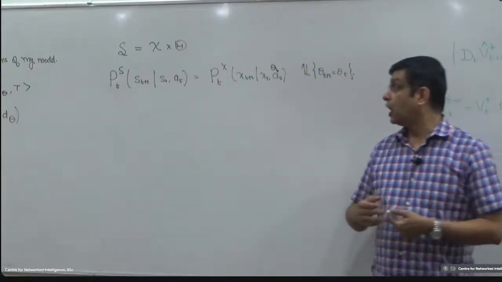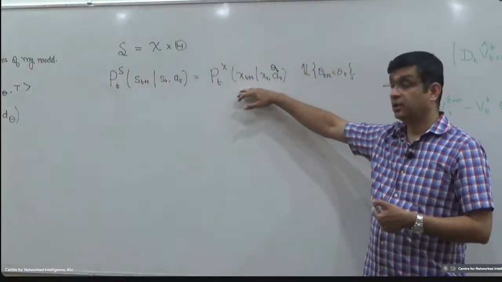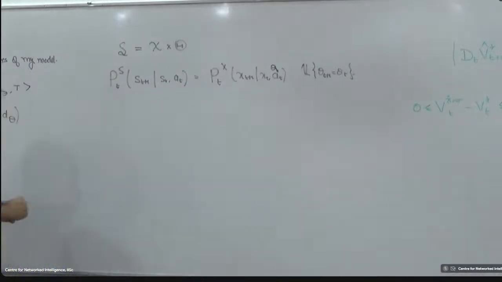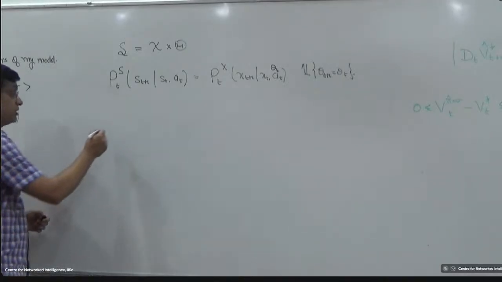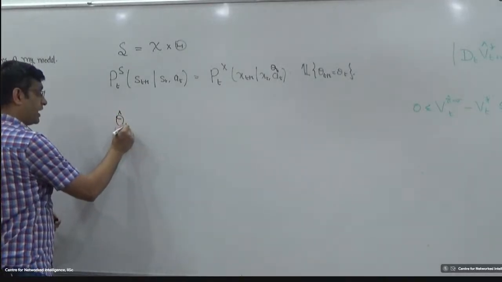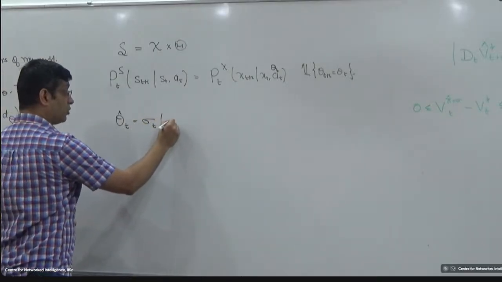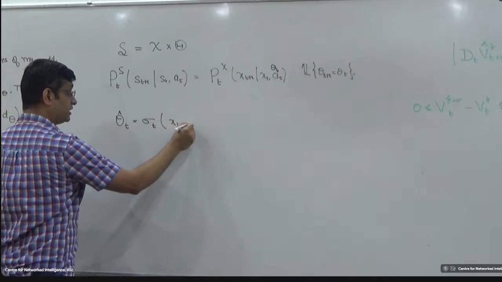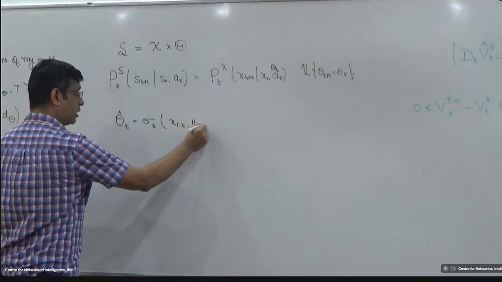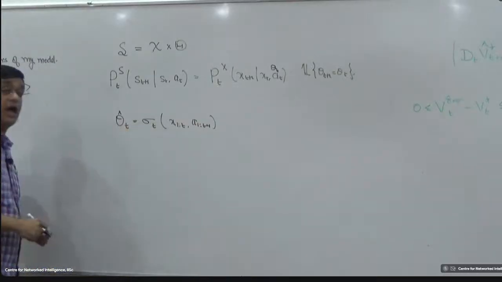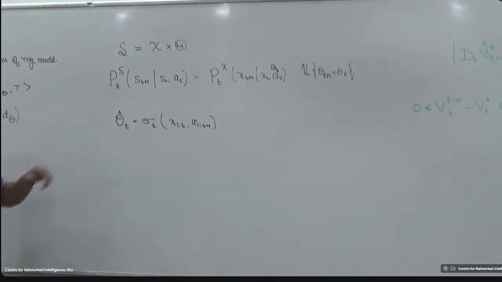What we do a lot in practice is, I'm going to take the certainty equivalent policy here. I'm going to construct an estimator, theta hat t, that looks at the history of states and actions, and from these I construct an estimate of the parameters of my model.